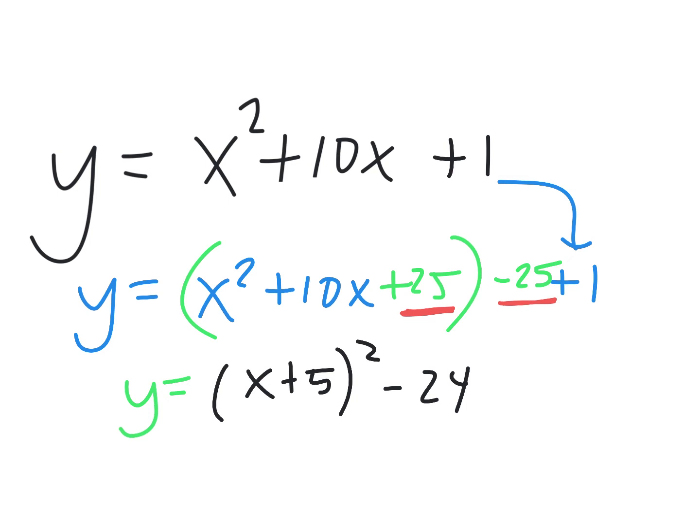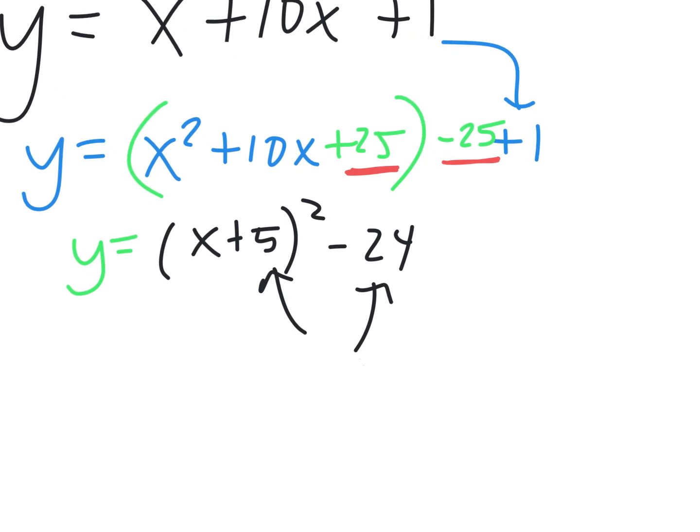Okay. What did we just do? We changed it from being a quadratic that was written in standard form to a quadratic in vertex form. And then the vertex is there and there. You just got to be a little careful. It's not 5 comma negative 24. It is negative 5 comma negative 24. That's the vertex of that parabola.